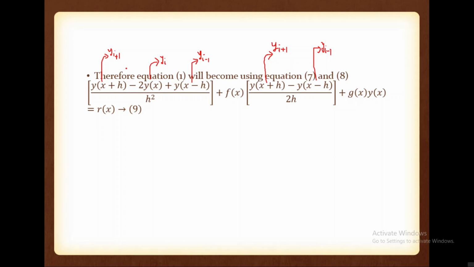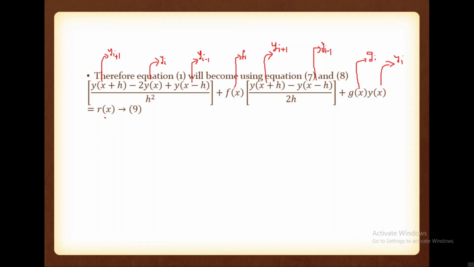So now my question is, what is f of x? Current value of f of x, right? So if you are able to replace y of x with yi, then definitely we can replace f of x with fi, because i means current value of x. So fi means current value of f of x. So f of x is replaced with fi. Similarly, we can replace g of x with gi. We can replace y of x with yi.